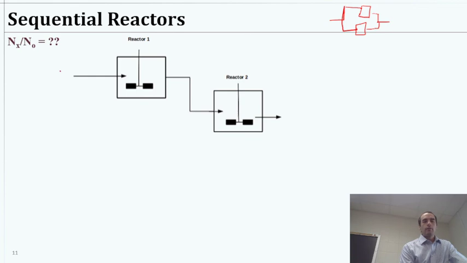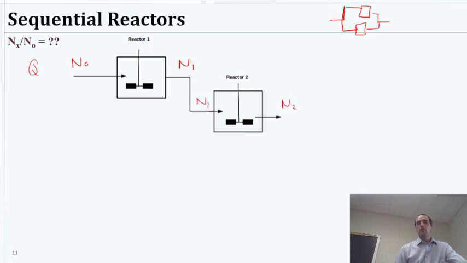So let's say we have some flow going through a series of reactors. We have an initial here and one that's the outcome of reactor 1. That's the same stuff that's going into reactor 2.